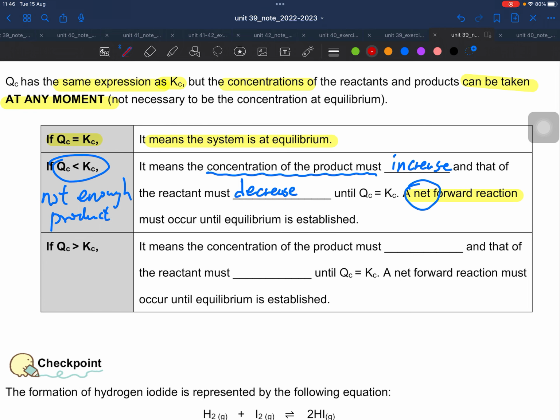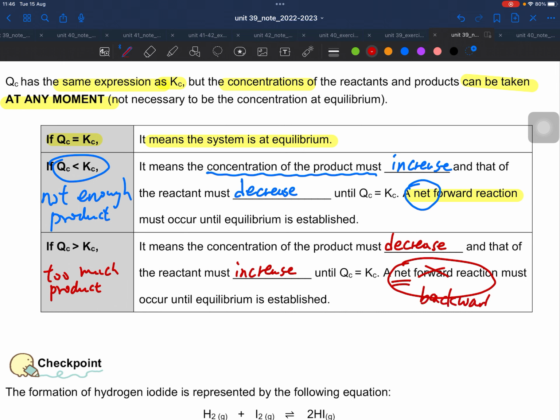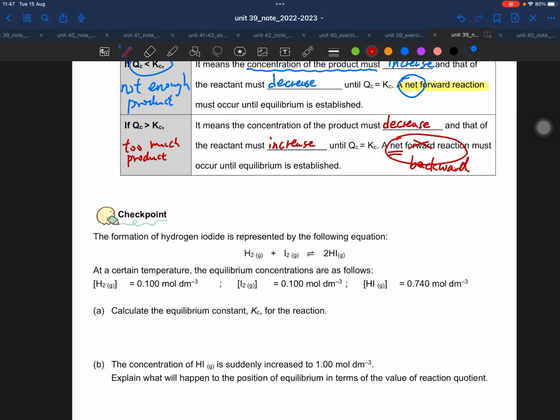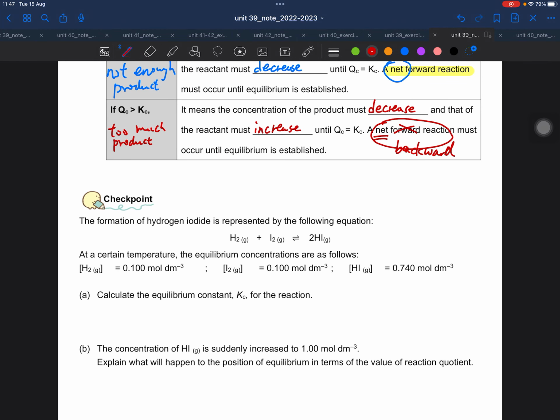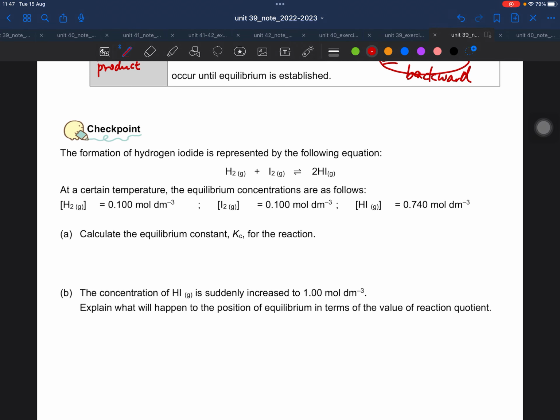Okay, so what if Qc is bigger? That is too much product, right? Then the concentration of product must decrease, or you can say the reactant must increase. So at the end, a net backward reaction to produce more reactant. Alright? So the concept of Qc is very simple. So let's see how it works.